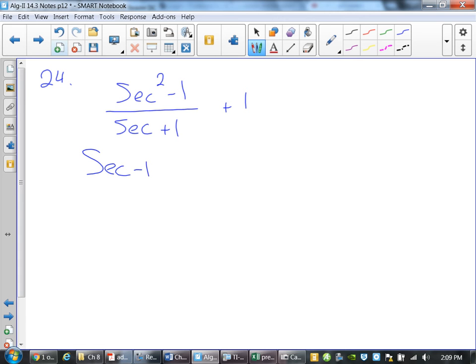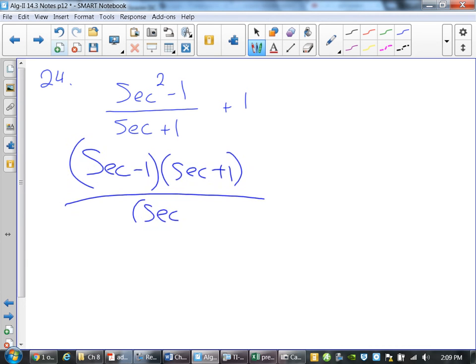So in theory I could do this. Secant minus 1 times secant plus 1, over secant plus 1. What happens? Plus 1, plus 1. What's secant minus 1 plus 1? Go to the next problem.